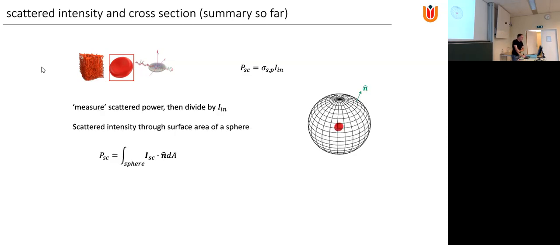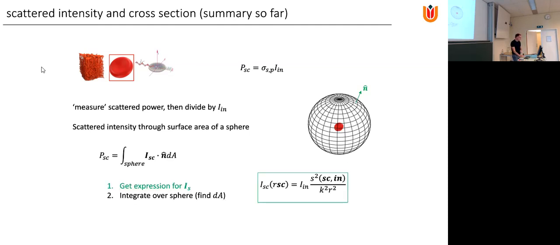So now we can go back to the original equation. The scattered power was given by the scattering cross section times the incident power. The scattered power was also equal to the scattered intensity integrated over this hypothetical sphere surface. So by combining these two expressions, we can isolate the scattering cross section. We found this expression for the scattered intensity. What we now have to do is integrate that over that spherical surface, and then we have our scattered power.